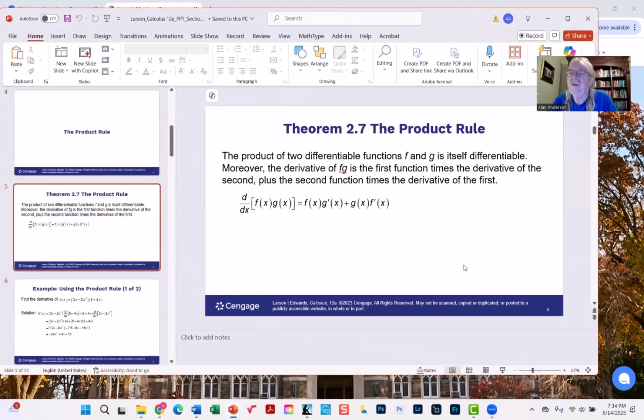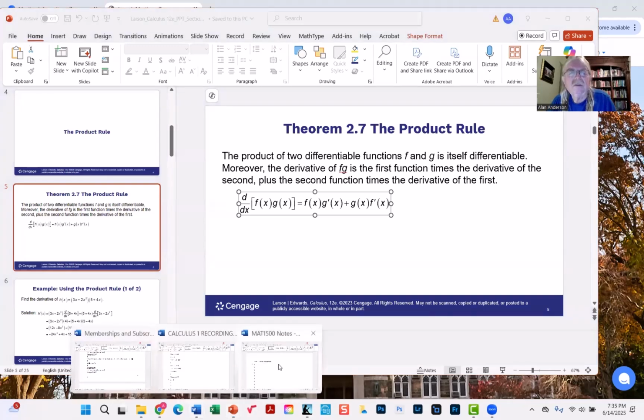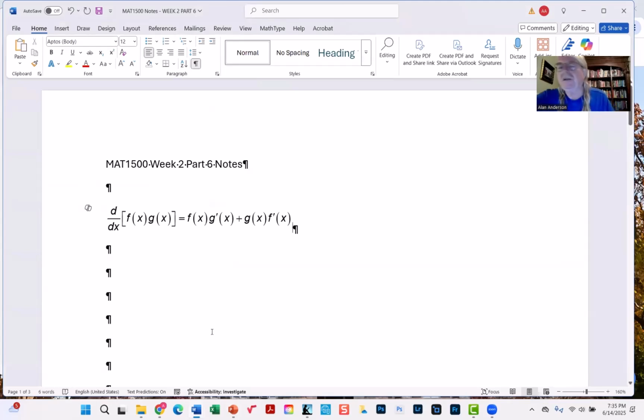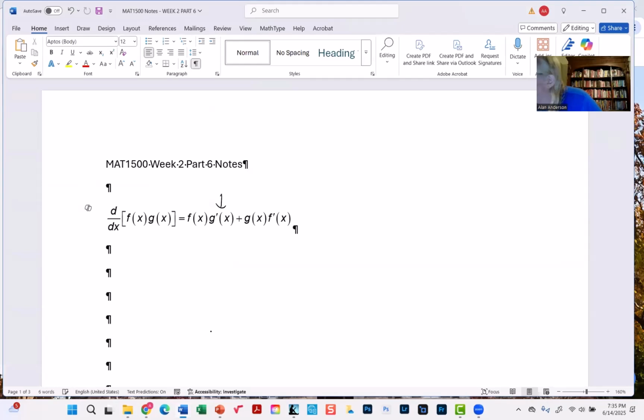Now, I mentioned before that unfortunately, the derivative of a product of functions is not equal to the product of the derivatives. That would be very nice, but that's just not the way it works. So here is the way the product rule works. Let me just copy it into the notes. You're taking the first function and multiplying by the derivative of the second function, and then to that you add the second function times the derivative of the first.